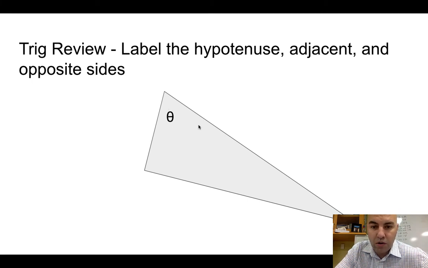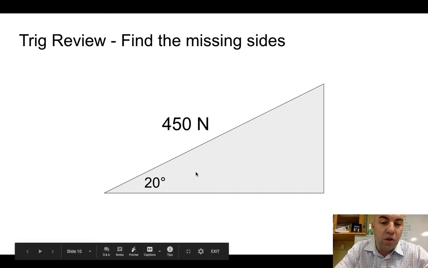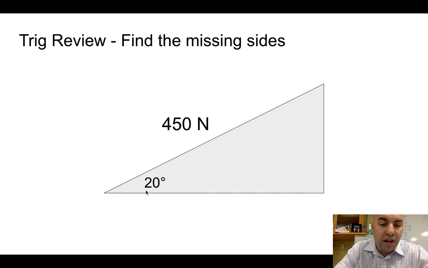So the hypotenuse is the longest one, so that's our h right there. Adjacent means that it is the side next to theta, so this is going to be our adjacent, and opposite is the side that's opposite theta, so that's going to be over on this side. If I wanted to find this opposite side and this adjacent side, I'm going to need to use those trig functions. Well, I know that theta is 20 degrees, and I know that the hypotenuse is 450 newtons.